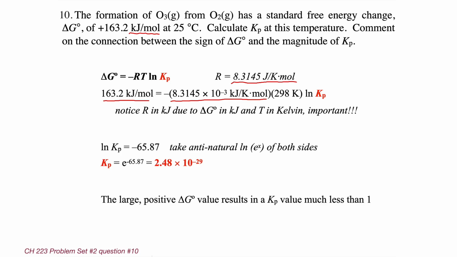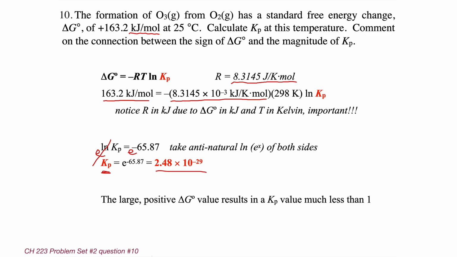We need to get Kp by itself, and that's where the anti-natural log comes in. On the calculator, that's usually the e to the x button. It's usually second function ln or something like that. But e to the natural log, they cancel each other out. So that's why we have just Kp here. And then on the other side, you can go e to the power of negative 65.87. And again, this is where your calculator can help you. It gives 2.48 times 10 to the minus 29. You can use these numbers and their magnitudes and see if they make sense.